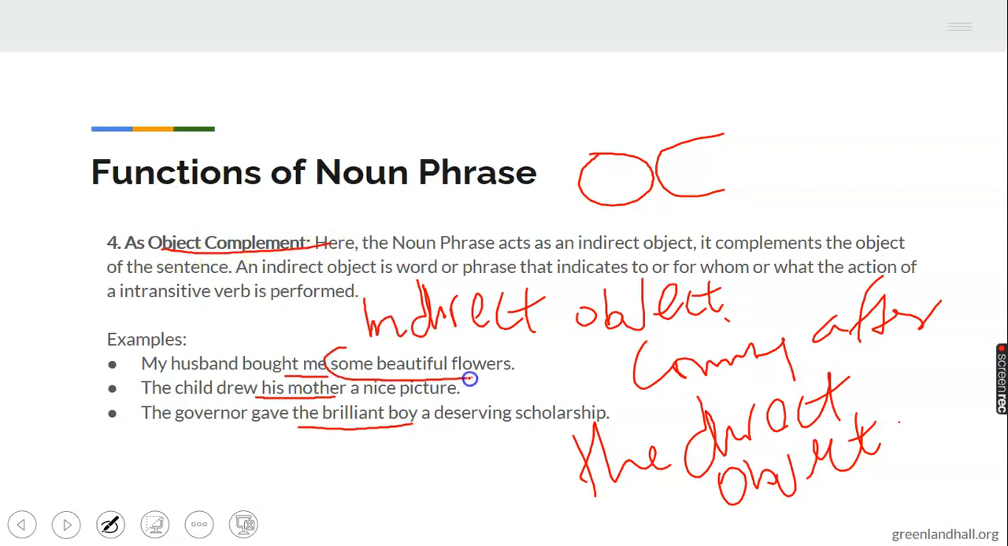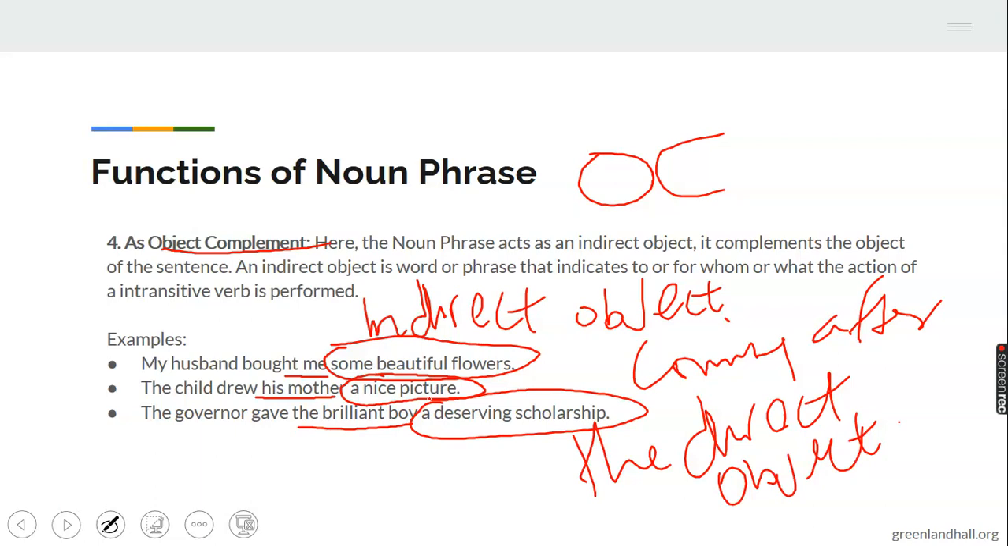So beautiful flowers, object complement, complement the object. A nice picture coming after what? Direct object. A deserving scholarship coming after the direct object. So that makes it an indirect object and is functioning as an object complement, complementing the object. I told you we can replace them with a pronoun. Don't mind me, I'll do that for you.